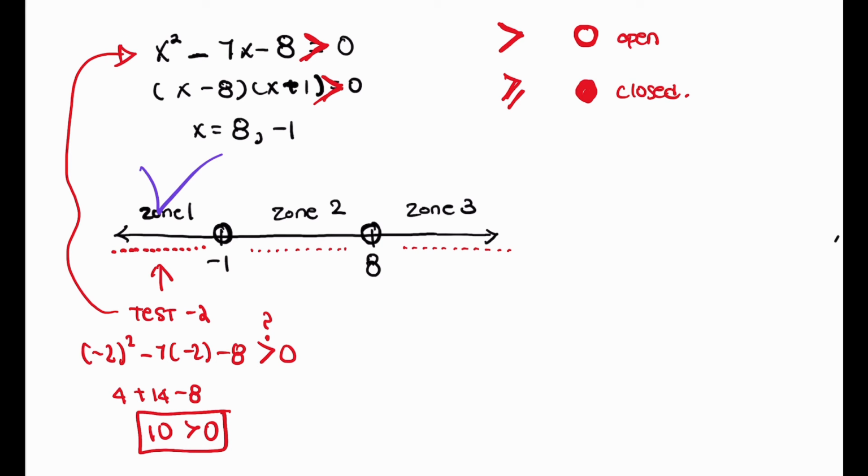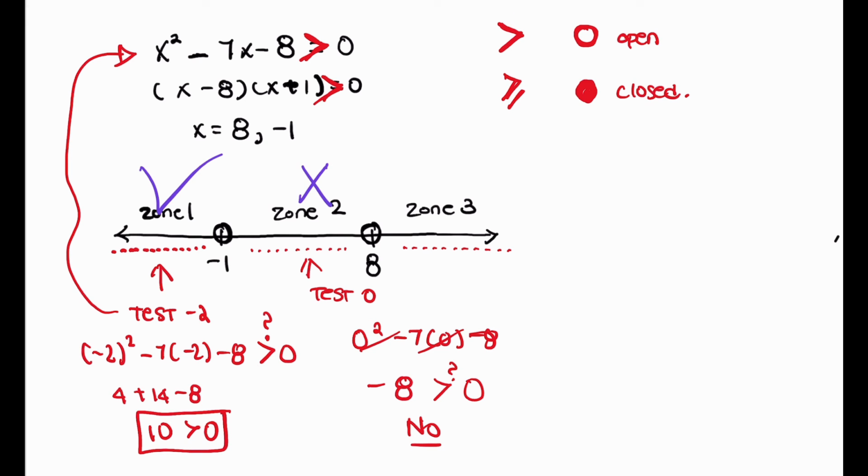Let's test zone number 2. An easy number for that could be 0. I like 0, it's just going to wipe out everything. So 0 squared minus 7 times 0 minus 8 gives negative 8. Is that indeed greater than 0? No, so that is false. Zone number 2 is not working out.